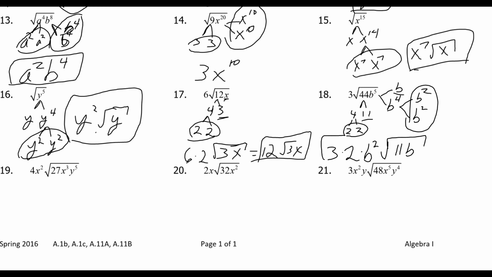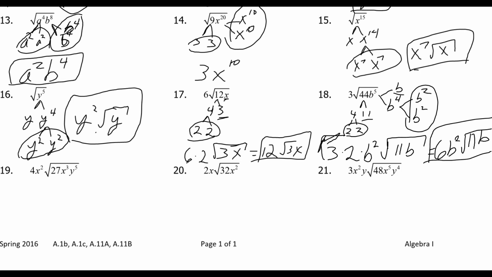But we've got to finish our outside. That's going to be 6b squared on the root of 11b. Oops. Let's see if I can write correctly today. Okay, 6b squared on the root of 11b. There we go. That's close enough.